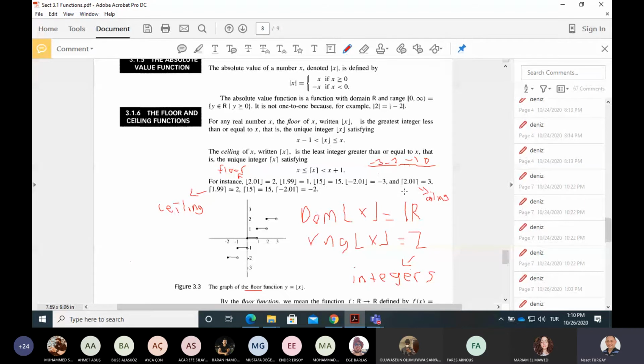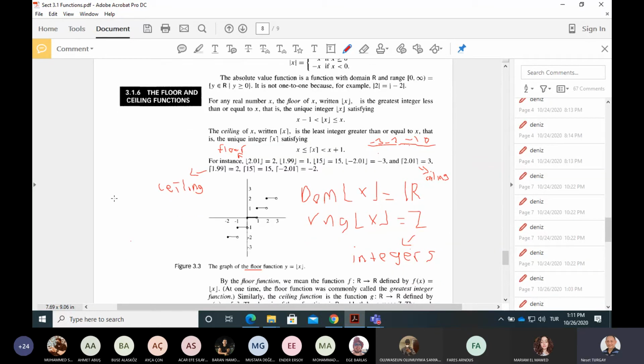How about ceiling? Now, ceiling means the least integer greater than or equal to x. So here, obviously 3. Here, 2. This is 15. Now, this is minus 2.01, somewhere here. And then you are looking at the definition. According to the definition of ceiling, the least integer greater than, this means minus 2. Do you have questions about this?